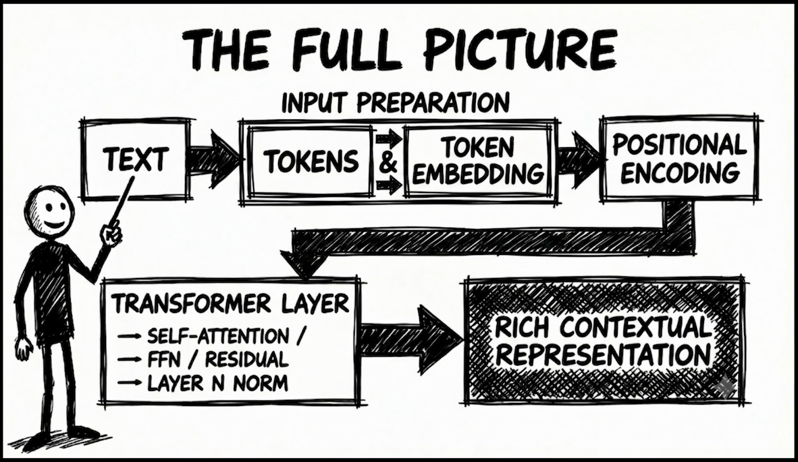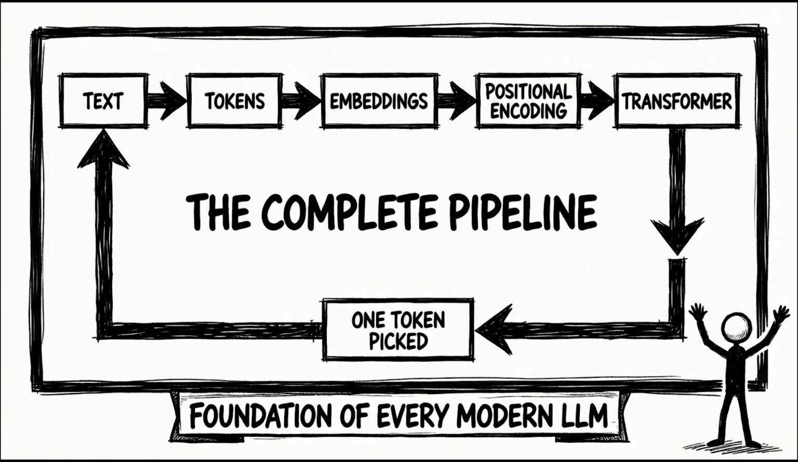Let's go back and look at the full picture. A language model converts text into tokens. Tokens become embedding vectors. Positional encoding preserves word order. Transformer layers, which consist of self-attention, feed-forward network, residual connections, and layer normalization, build increasingly rich contextual representations. The model projects the final representation into vocabulary space, producing a probability distribution, and picks one token. That token joins the sequence and the whole thing starts again. This pipeline is the foundation of every modern large language model.